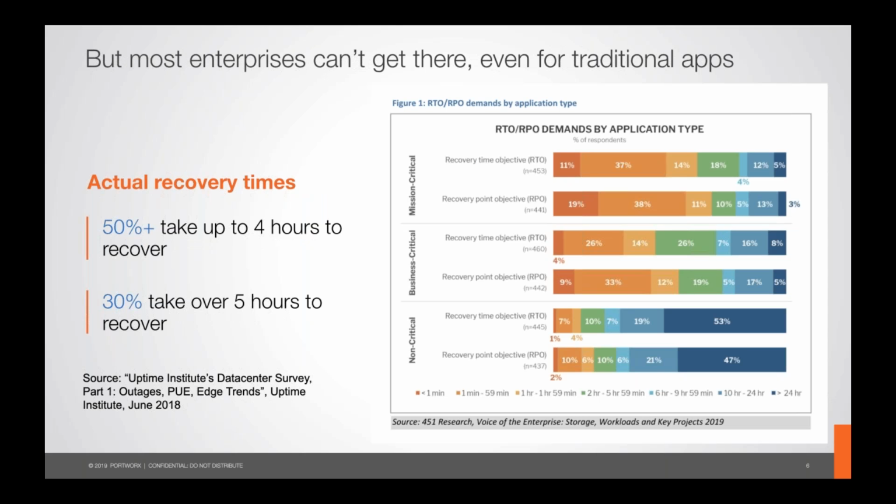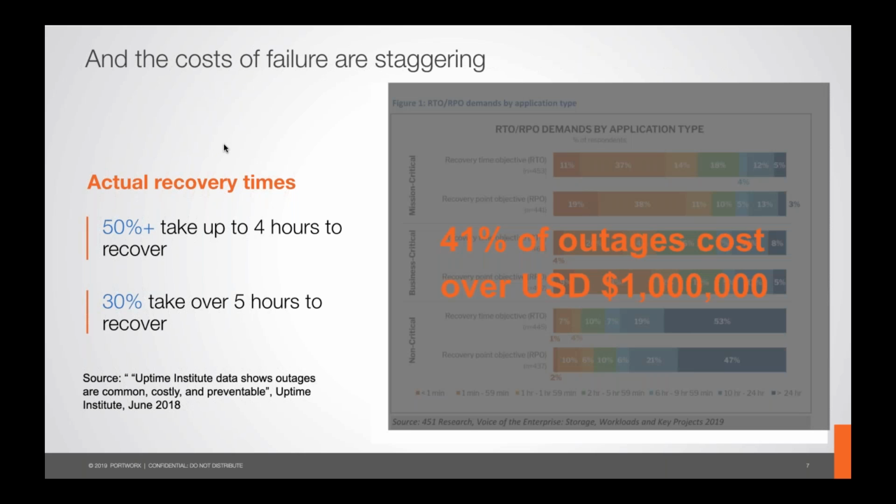Now, that's one thing, right? The fact that we need it is one thing, but when you look at actual recovery times, right, how well enterprises can actually meet those objectives, it turns out that they're struggling today, even for their traditional applications. The Uptime Institute has done some research on this, and they've indicated that 50% of applications are taking up to 4 hours to recover. 30% are taking over 5 hours, right? If that's our mission critical, our business critical application, then there's a gap between what we are trying to achieve, what we say our requirements are, and our ability to achieve that.